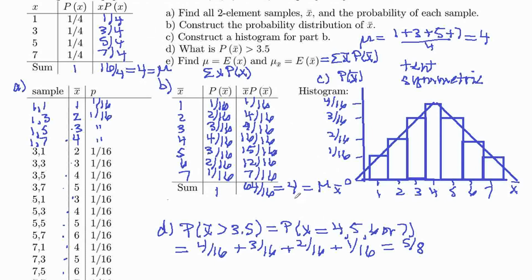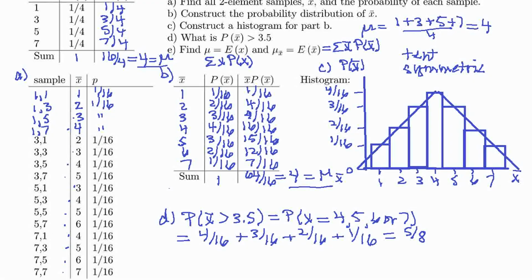So notice here that our mu of x bar, which is the sum of x bar times probability of x bar, is the same as mu, the mean of the parent distribution. And that is one of the properties of sampling distributions. And we'll put that to work later. So this is just forming the sampling distribution, finding probabilities with it, finding the mean of the sampling distribution, showing it's the same as the mean of the parent distribution. When that happens, we say that x bar, the sample mean, is an unbiased estimator of the population mean.